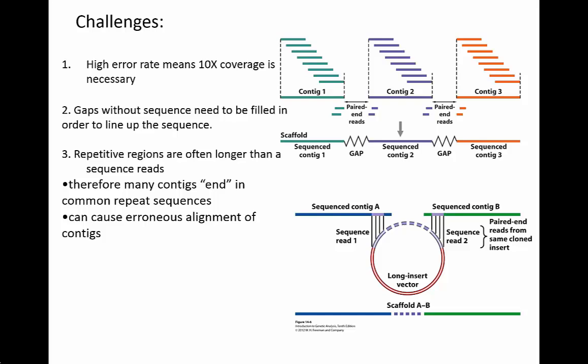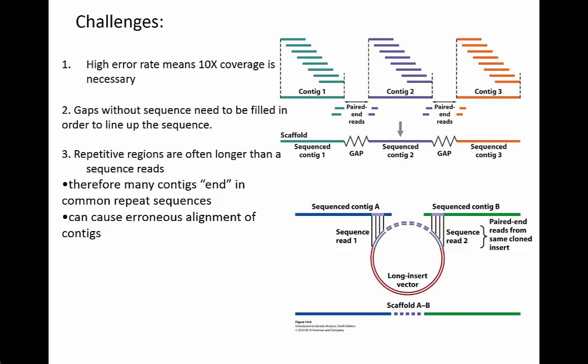This shotgun sequencing technique has a number of really significant challenges. First of all, there's a pretty high error rate still in sequencing technology, and so we actually have to sequence the same exact pieces multiple times. What people usually aim for is about 10 times coverage, so each part of the genome is sequenced 10 times independently.